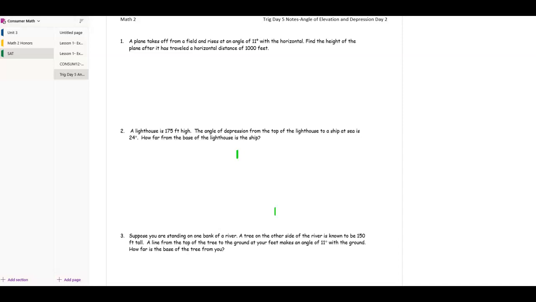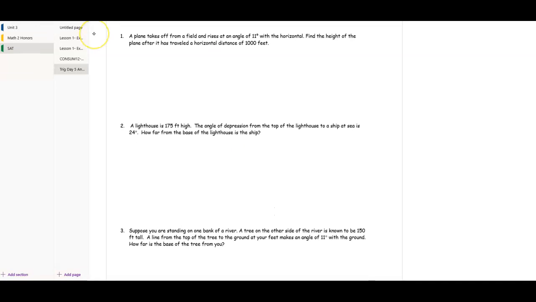So, let's take a look at this. Number one, a plane takes off from a field and rises at an angle of 11 degrees with the horizontal. So right away, if this is my horizontal and it takes off at an angle of 11 degrees with that, that would be 11 degrees, right? Now, when I look at this, this is the height or the altitude. So this is the plane's altitude, and this is the horizontal distance, right?